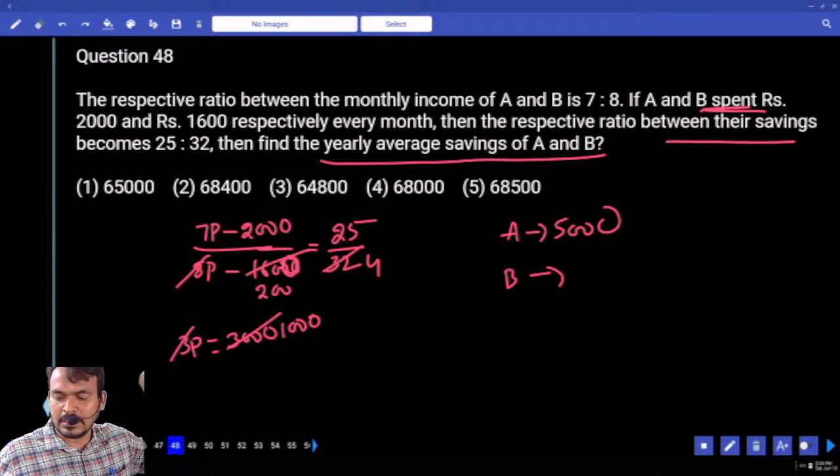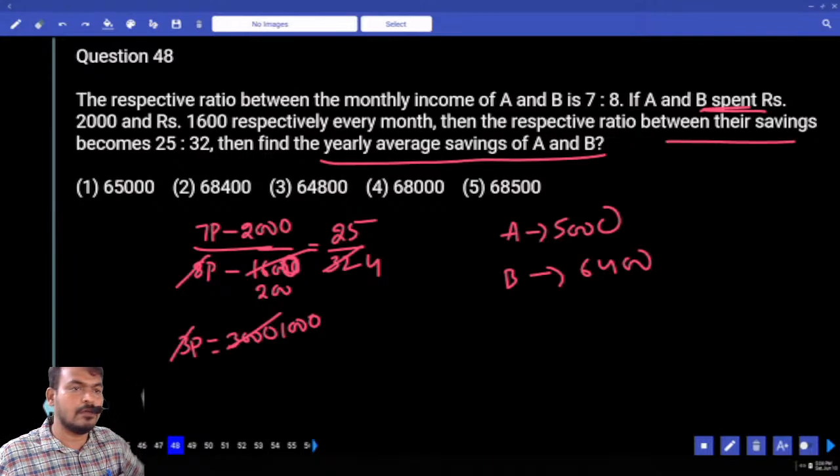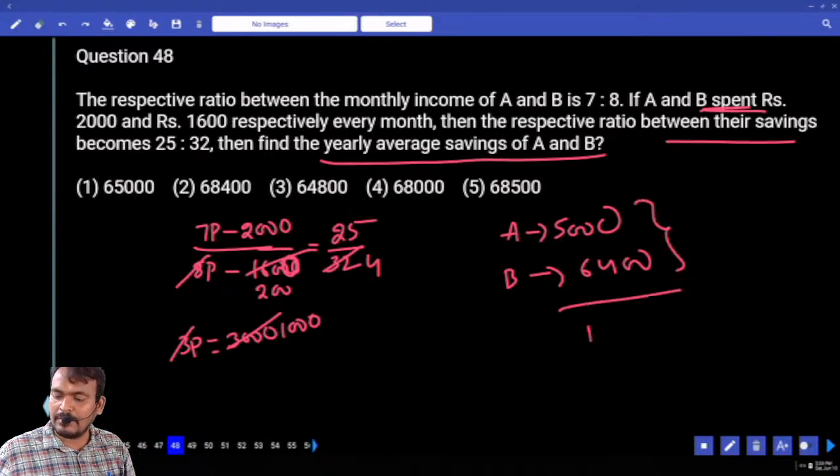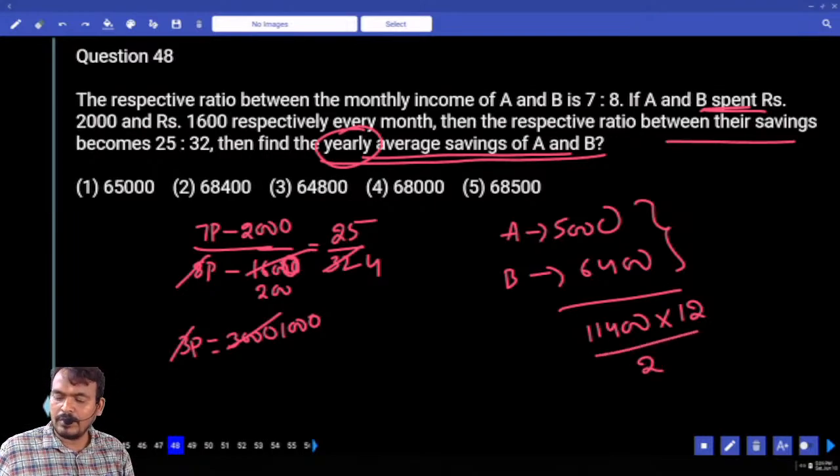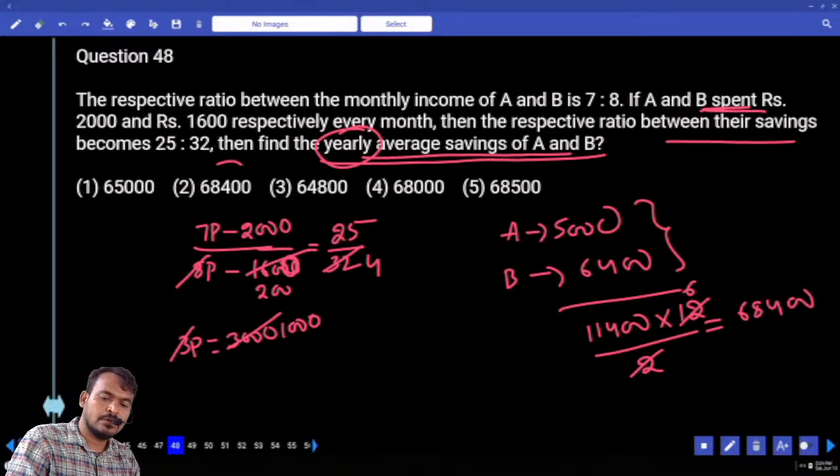8,000 minus 1,600 is 6,400. Those two are monthly savings. What is the total monthly savings? 11,400. But we required the average yearly savings, so multiply by 12. That is the sum of the savings in 1 year. Divide by 2, we get the average. 2 how many times? 6 times. Then the answer is 684. Which option? Second option.